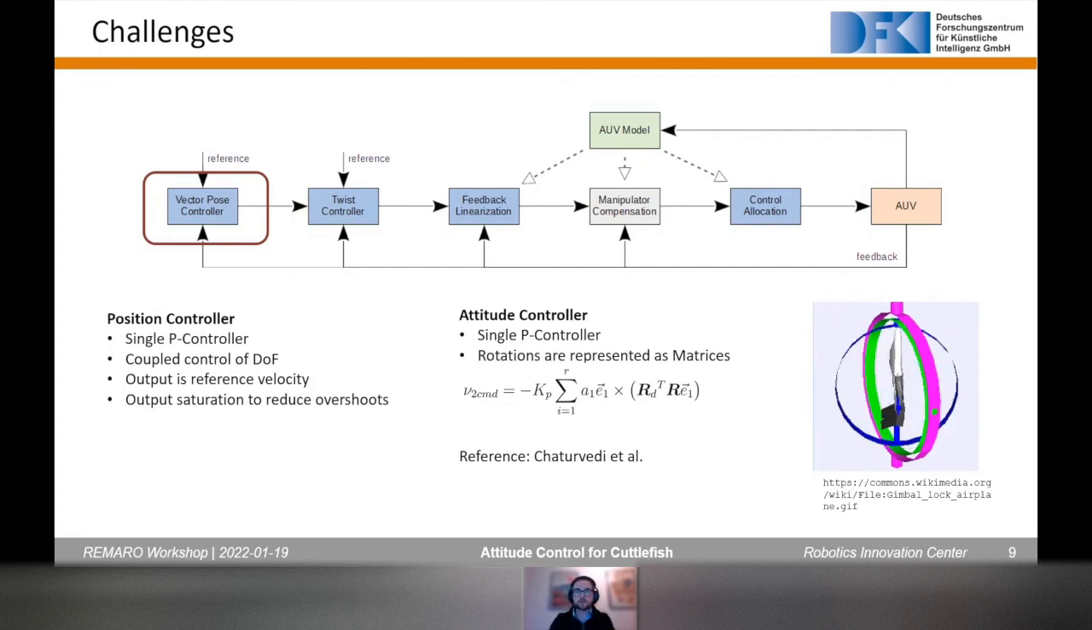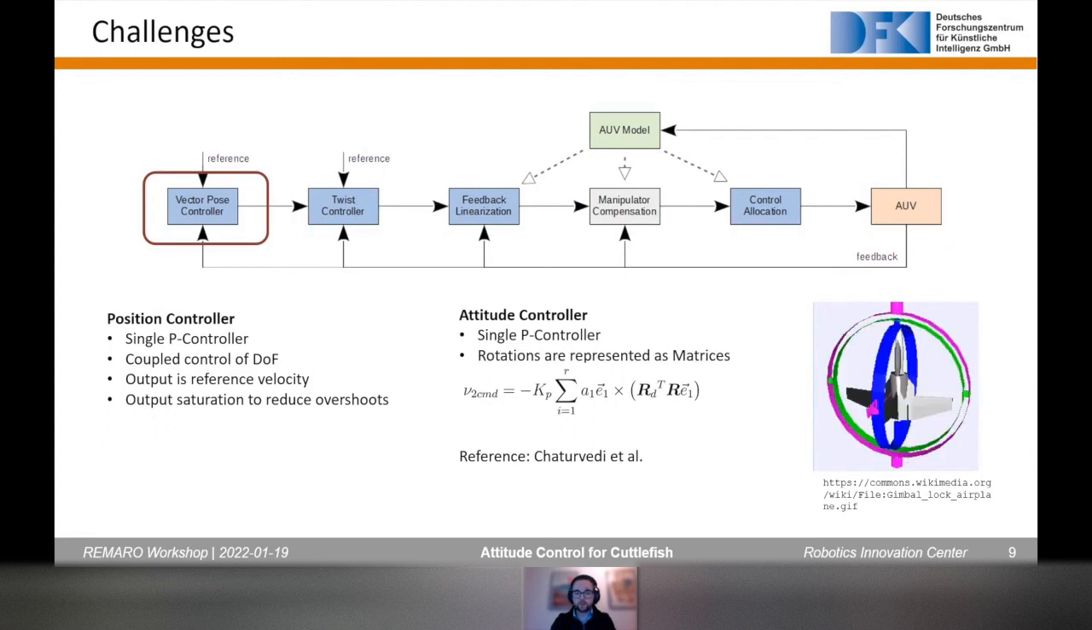But there are different ways. Bilal was also mentioning this. Quaternions are a method. Here we chose rotation matrices to represent our rotations, and the control law is stated here, where R_D is the desired rotation, R is the current rotation, and based on these two, an error is calculated, and this error is fed through a P controller.